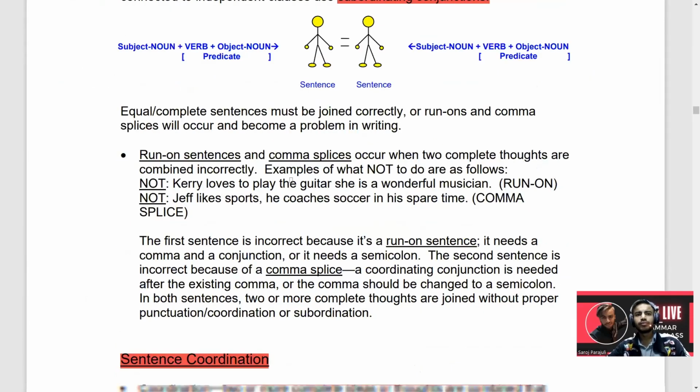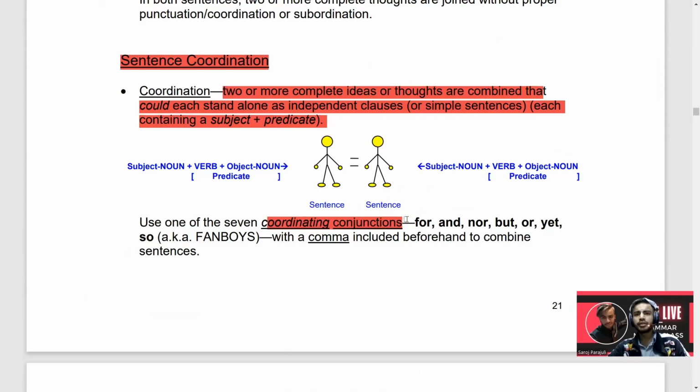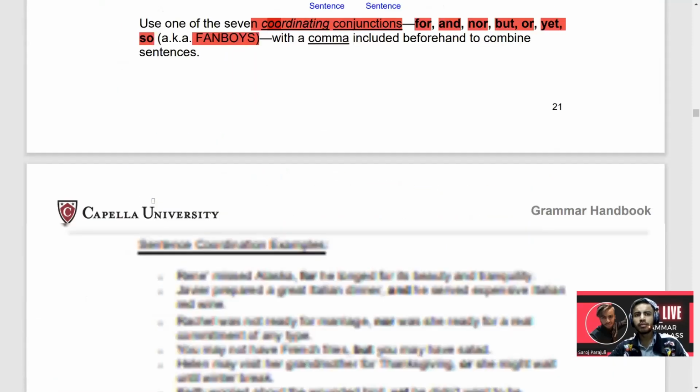You guys can see we can use the FANBOYS. What is the full form? FANBOYS refers to for, and, nor, but, or, yet, and so. Note it down in your copy, guys. Note it down about FANBOYS as well. Come on, let's have a look.